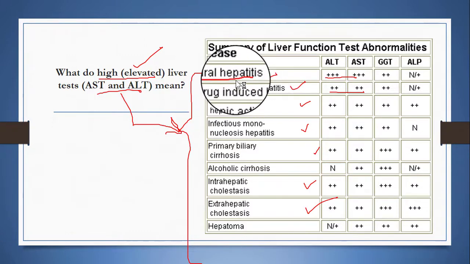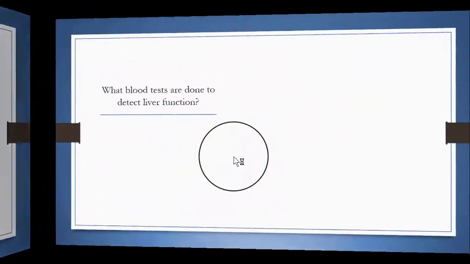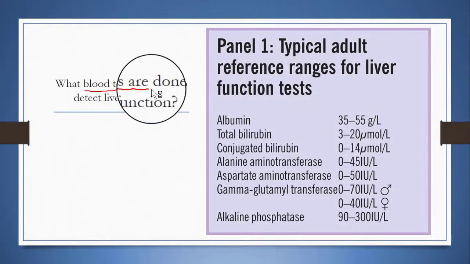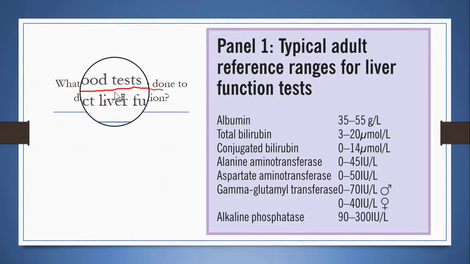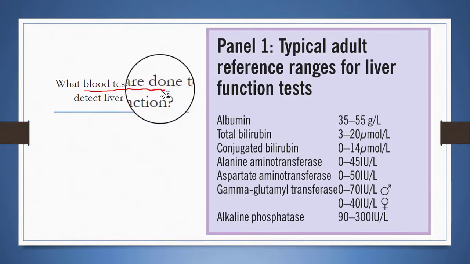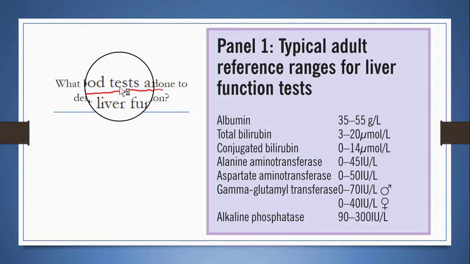Now next we'll talk about what blood tests are done to detect liver function. The first test, as you can see here on the screen, is the platelet count. A low platelet count, that is thrombocytopenia, has many causes, one of which can be advanced liver disease. Normal platelet counts are about 150,000 to 400,000 per microliter.